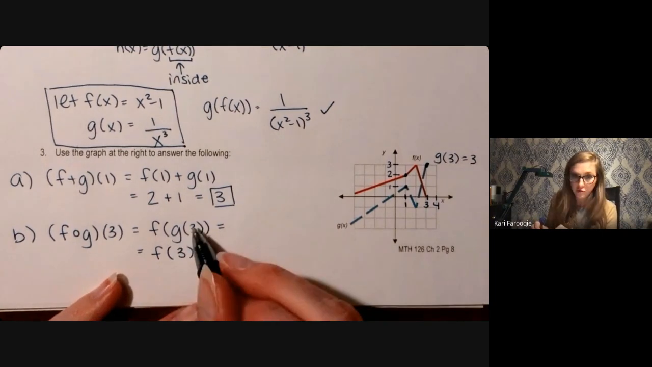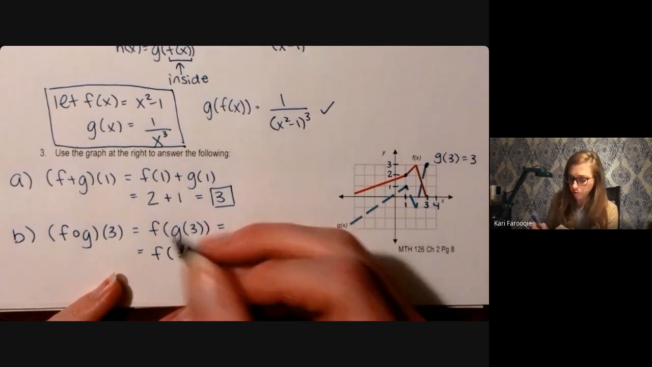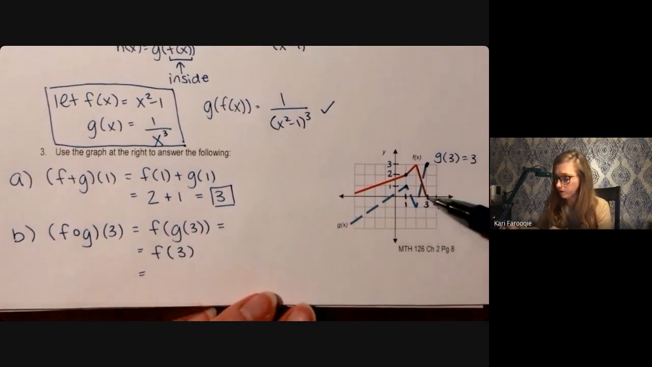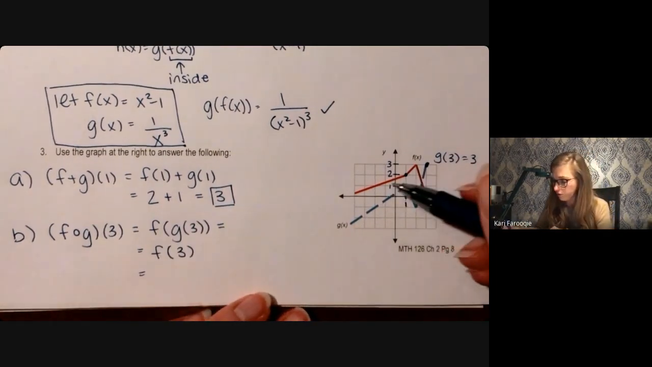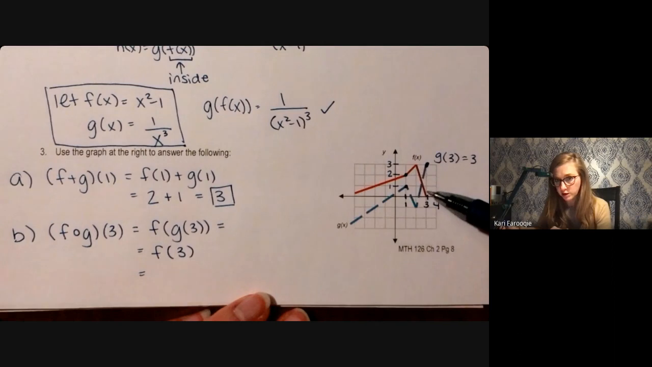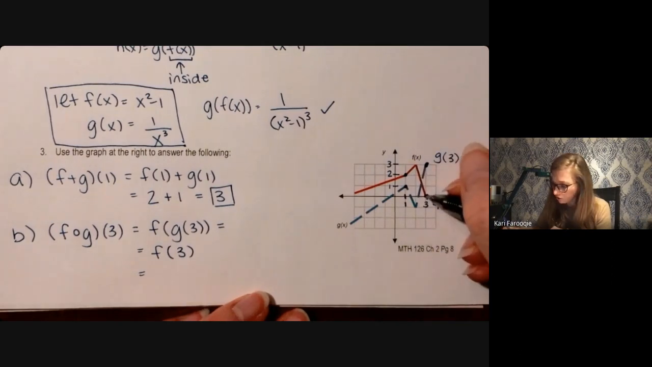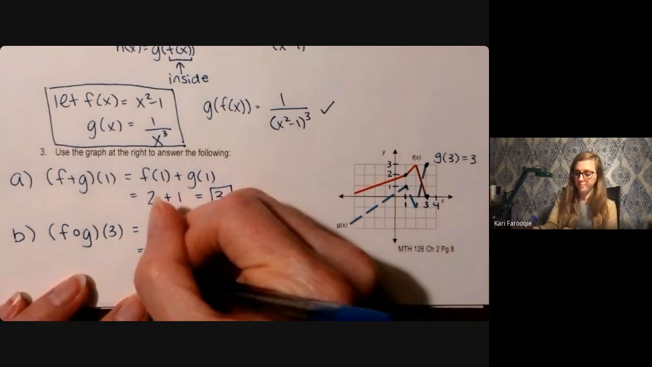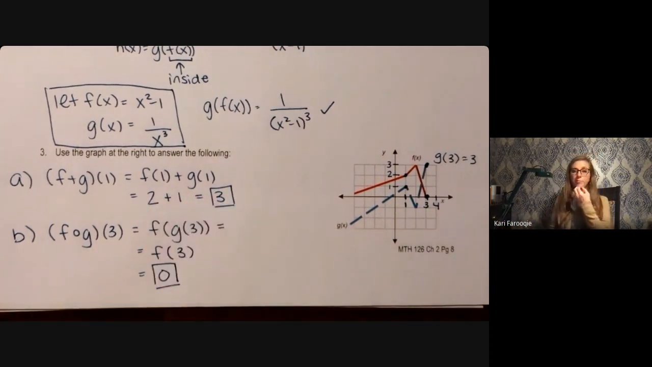So if I know g of 3 is 3, I'll swap that value in, and then I just need to find f of 3. So when x is 3, the value of my f function, that's the solid red line, is actually here at y equals 0. Okay, so that's how you would use a graph to answer those questions. It's pretty cool.